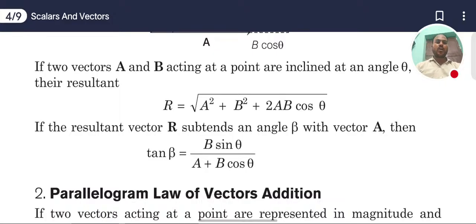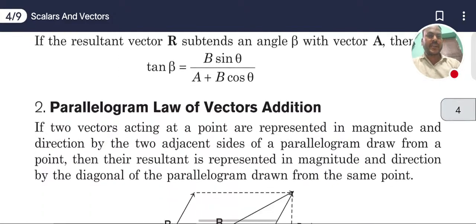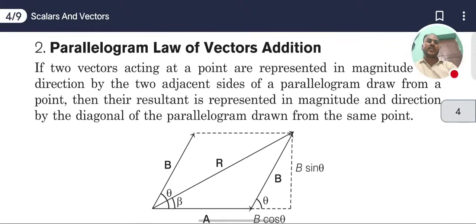Next, the parallelogram law of vector addition. Here we can see that if two vectors acting at a point are represented in magnitude.